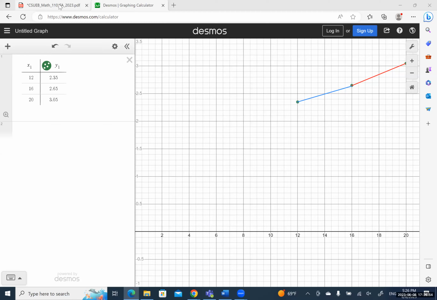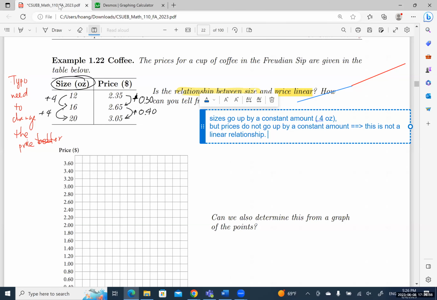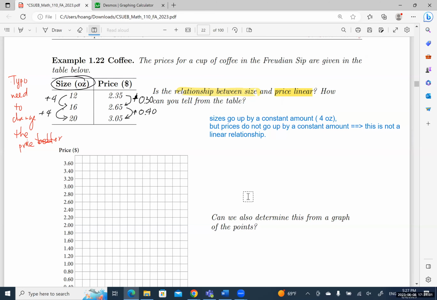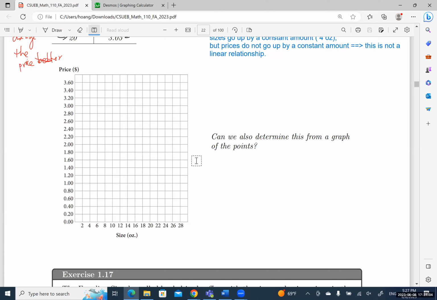So let's come back with the graph shown on Desmos. And I say it's not a straight line. Yeah, according to Desmos, we don't have a straight line.